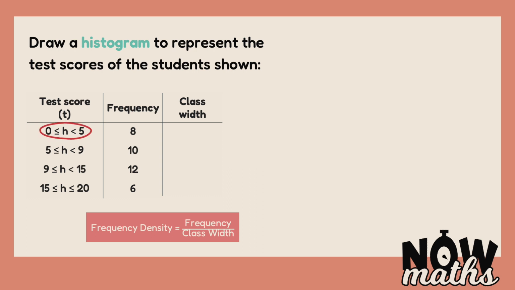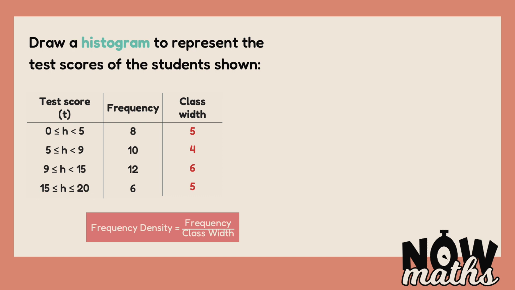So looking at the first row in the table, it goes from 0 to 5, and 5 subtract 0 is 5, so the class width is 5. Now for the second row, the interval goes from 5 to 9, and 9 subtract 5 is 4, so the class width is 4. For the third row, the interval goes from 9 to 15, and 15 subtract 9 is 6, so the class width is 6. And finally, the final interval goes from 15 to 20, and 20 subtract 15 is 5, so we have a class width of 5.